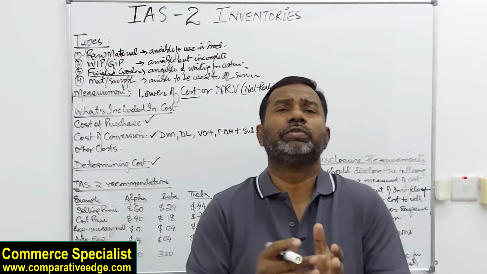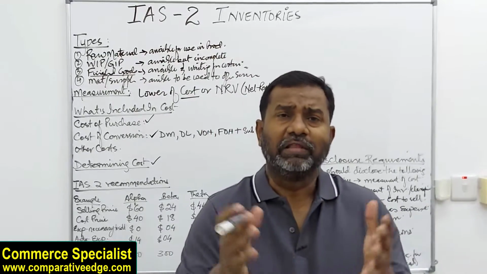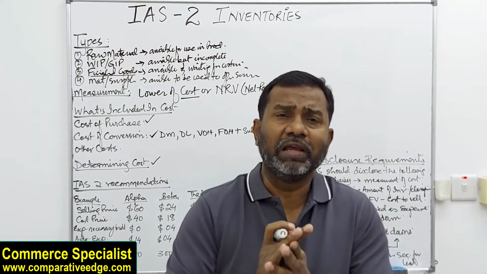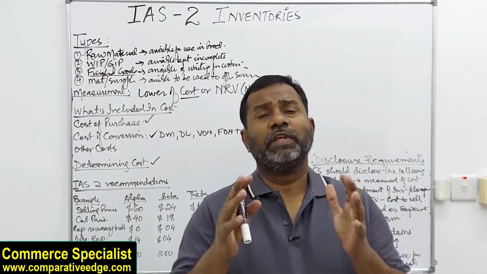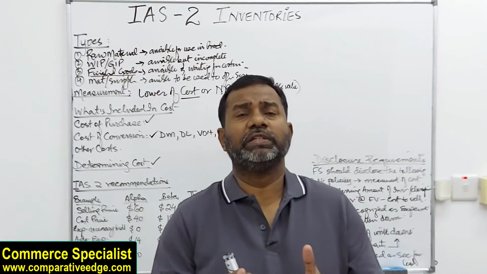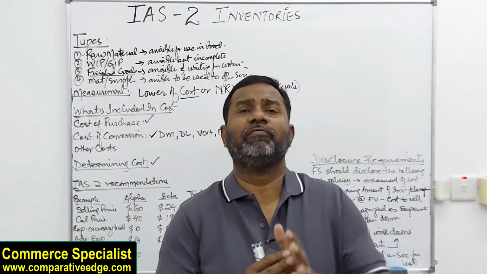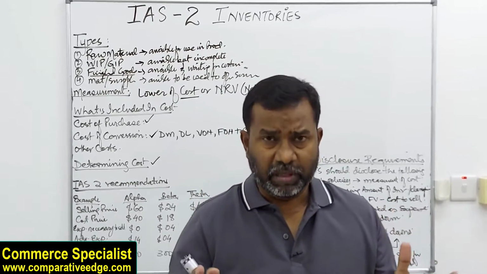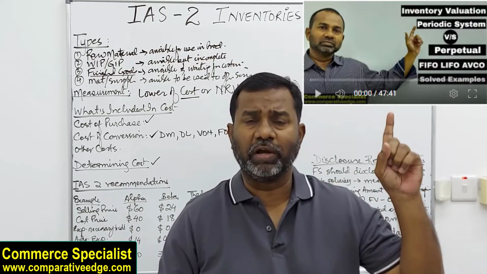Some companies use the retail inventory method to calculate the cost of inventory, that is from sales. When they subtract a particular percentage of gross profit, they are left with the cost. One of the important areas in IAS 2 is the inventory valuation systems. We all know that we have periodic and perpetual system. I've already made a video on periodic and perpetual system. You can watch this video when you have time.